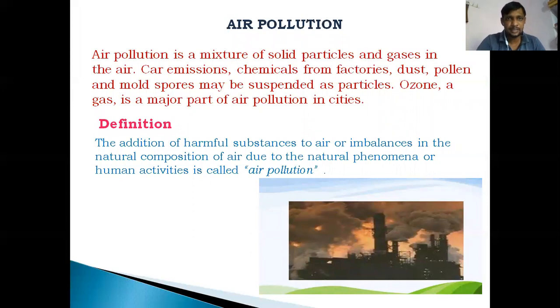So air pollution is the mixture of solid particles and gases in the air. Examples: car emissions, chemicals from the factories, dust pollutants, and mold spores, which may be suspended particles. So solid particles and gas particles are mixing with the air. Car emissions are the smoke emitted from cars, vehicles or automobiles. Some chemicals are released from the factories; you can see the figure below, the smoke example. Ozone gas is the major part of air pollution in cities.